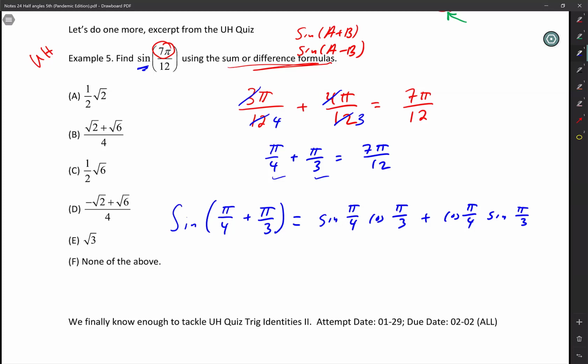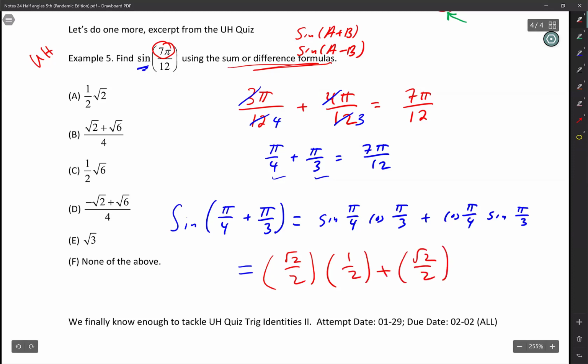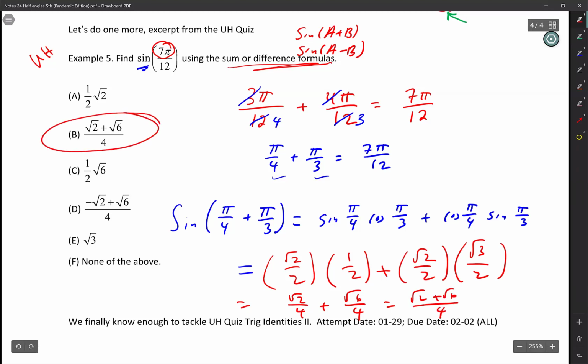Okay, so now guys, you just pop open the unit circle or whatever device you would like to use, and you just type in. Sine of pi over 4 is square root of 2 over 2. Cosine of pi over 3, that is a half, plus cosine of pi over 4, square root of 2 over 2. Sine of pi over 3 is square root of 3 over 2. So let's see, square root of 2 over 4 plus square root of 6 over 4. They're both over 4, so you can just combine them. And I think that's what they did. There it is.